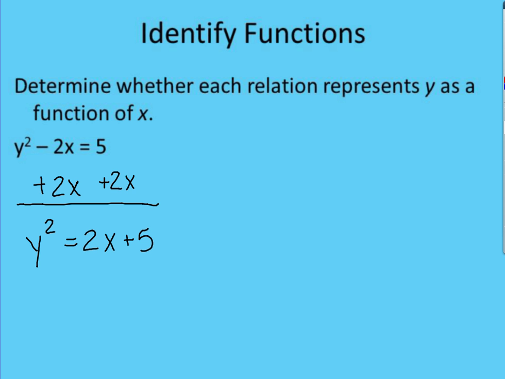Opposite of square is to take the square root. Remember, when you take the square root, there is a positive and negative value. So if you take the square root of both sides, we're going to end up with y is equal to plus or minus the square root of 2x plus 5. Since we do have that plus or minus, that means for each x value, there are two different y values that we could get. So this would not be a function.